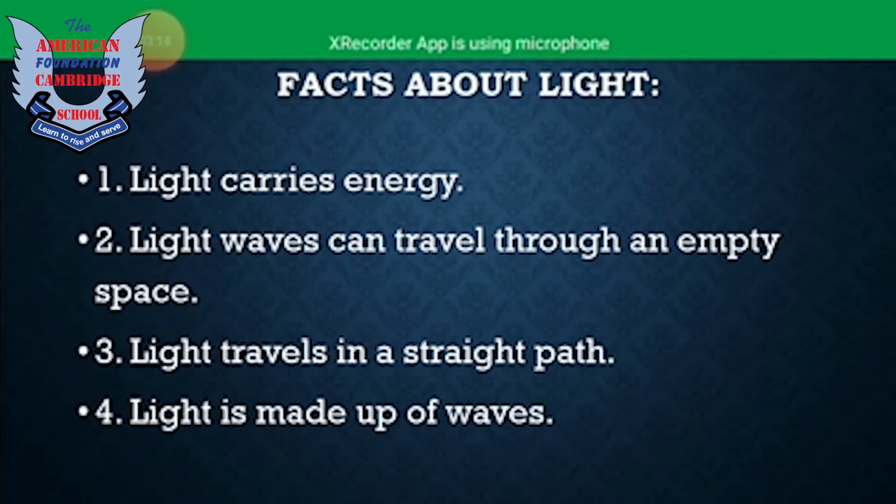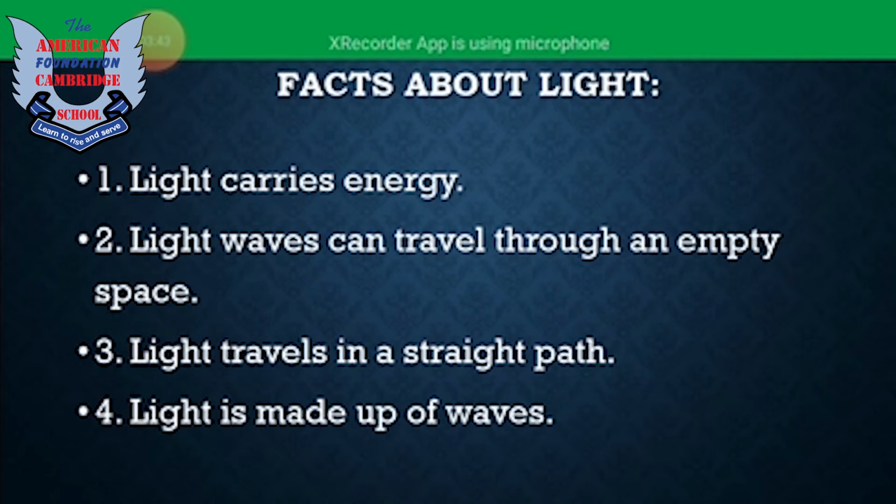Second point, light waves can travel through empty space. It means that light can travel through air and light can travel without air. In deep space, there is no air, so a place where there is no air can be treated as empty space or a vacuum. If light could not travel through empty space, it would be impossible to see the sun and the stars.